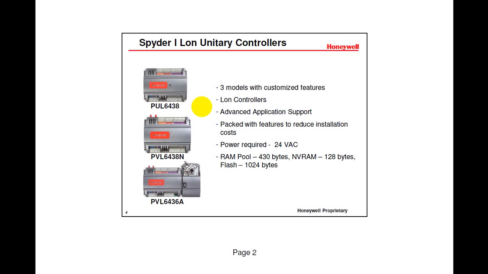These are some controllers present with BACnet. PUB6438S, PUB6438NS, that is without actuator. Here if you can see the difference, this one is without actuator, here the actuator is integrated on the controller. Then the same microcontrollers are present with BACnet as well, 1012 and 4024.